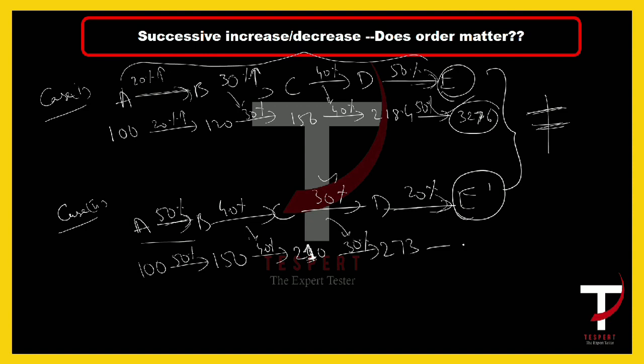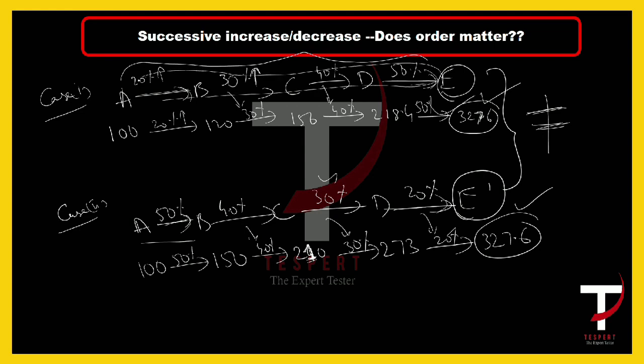And 273 is increased by 20%. What's the final value here? The final value is 327.6. Just calculate. See, what did you observe? E is 327.6 and E dash is also 327.6, right? So E and E dash are equal. So no matter how you juggle these percentages, the values remain constant.